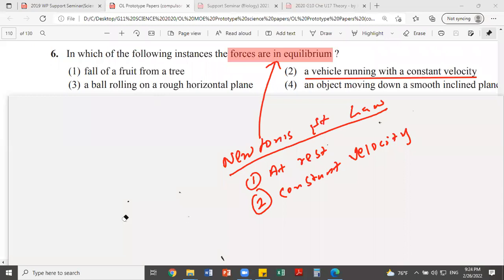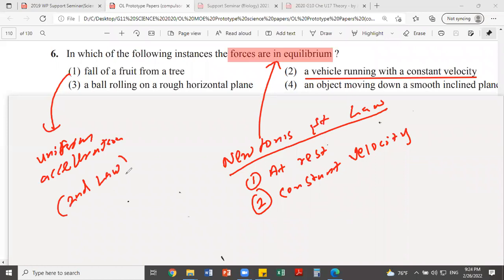Remember, when a fruit falls from a tree, it is uniform acceleration, gravitational acceleration, not constant velocity. It is Newton's second law, forces are unbalanced. Newton's second law means forces are unbalanced. Velocity is increasing. Ball rolling on a rough horizontal plane: again deceleration, Newton's second law. On a rough surface, velocity can decrease. Moving down a smooth inclined plane, velocity increases, acceleration, Newton's second law. F equals ma.